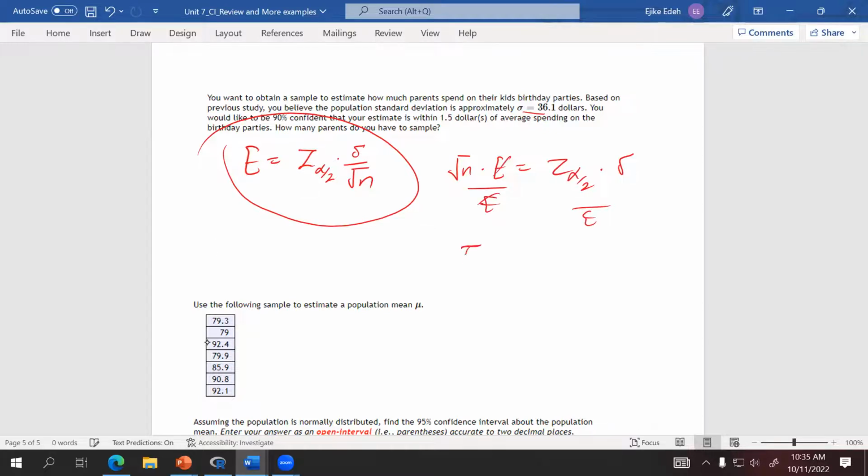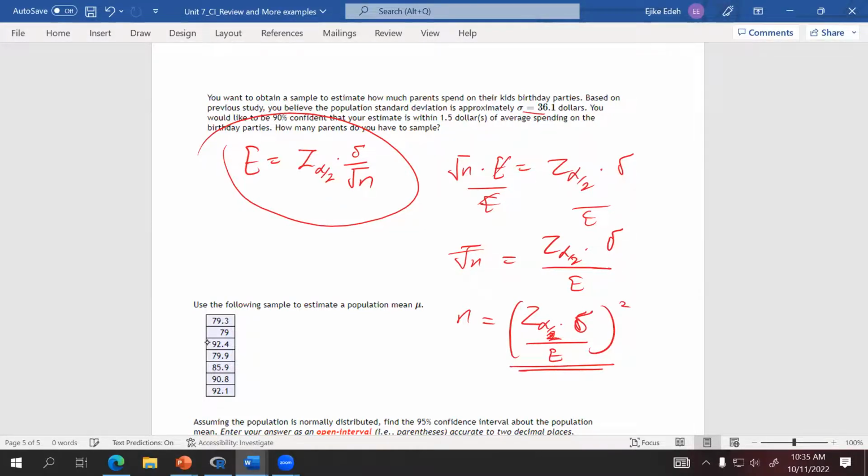This we cancel out. So you're going to get that square root of n is equal to Z alpha over 2 times population standard deviation divided by e. So if you take away the square root, it will give you n is equal to, which is the formula, right? So you can actually derive it if you forget that. But since you have your cheat sheet, you don't need to memorize that. So that is how the formula was gotten from the margin of error, right?